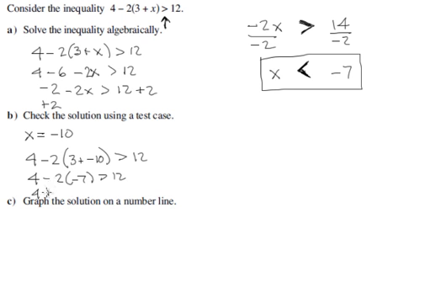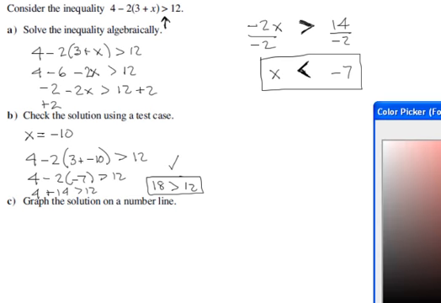2 times -7 is -14, so minus a negative gives plus 14, is greater than 12. 4 plus 14 makes 18 is greater than 12. Is that true? Yes, it is, so the test case worked. If you want to do it with -8 or -7.1 or any number that's lower than -7, you should get a true statement like I did here.